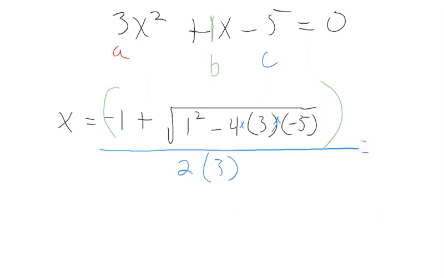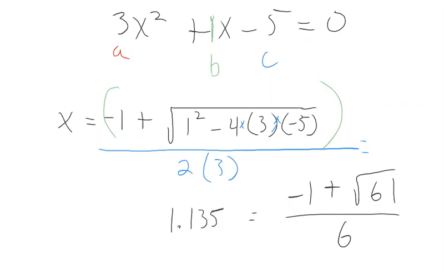So negative 1 plus the square root of 1 squared minus 4 times 3 times a negative 5, close parentheses, divided by 2 times 3. And I get negative 1 plus the square root of 61 all over 6. Or in decimal form, 1.135.